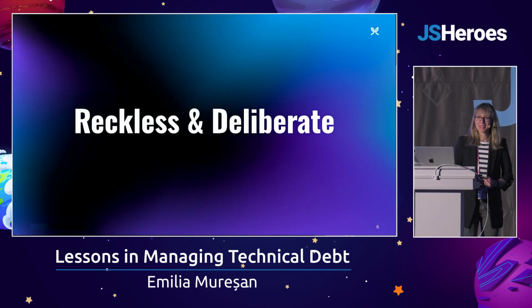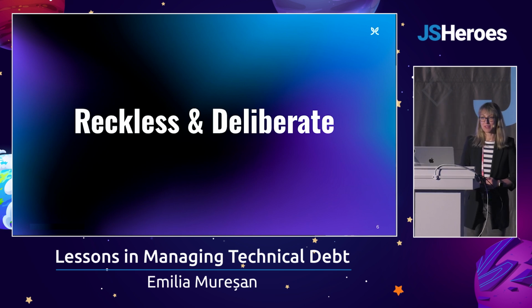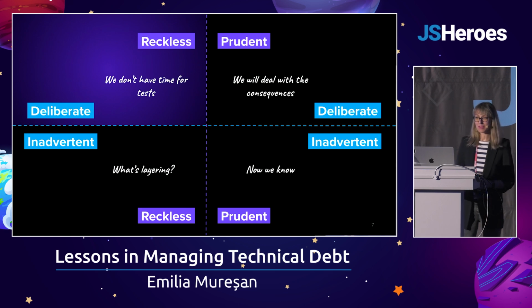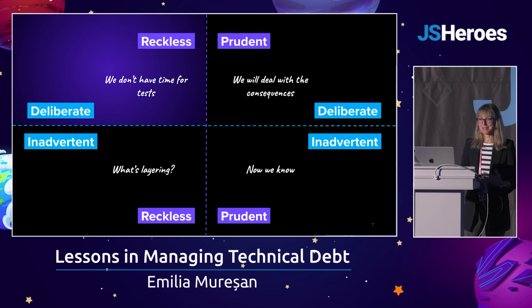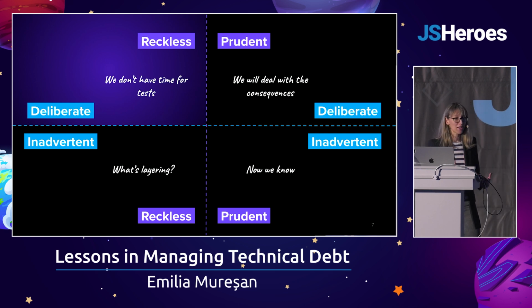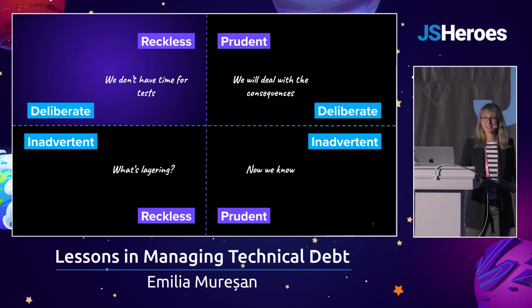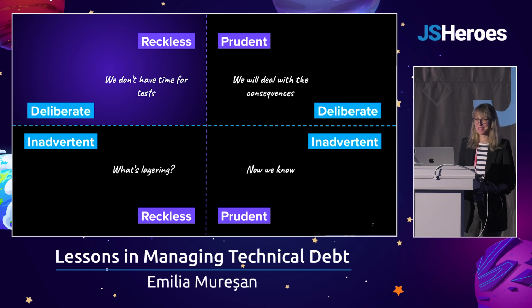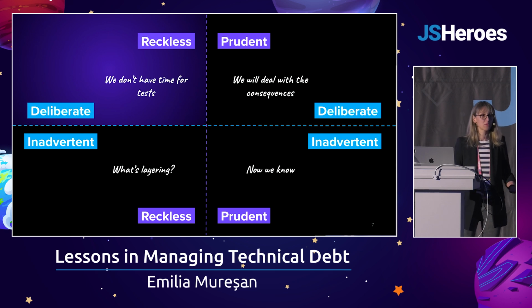So let's talk about the first category, reckless and deliberate debt. For this example, I want to highlight a scenario where we don't have time for tests. Usually, if there are some tighter deadlines, tests are the first one being deprioritized, or they might just not be part of the team engineering culture to begin with.